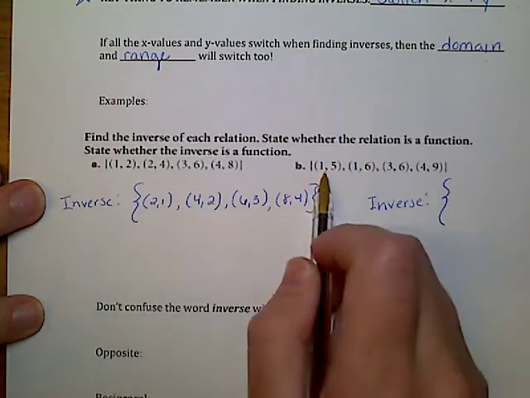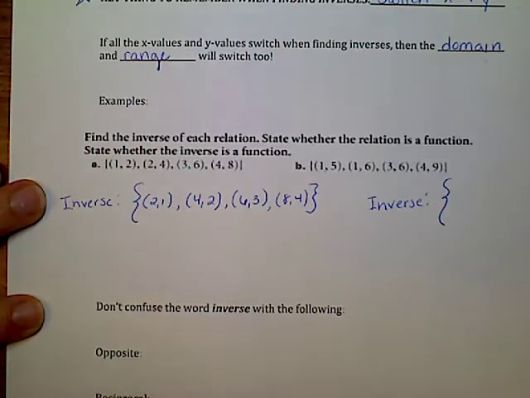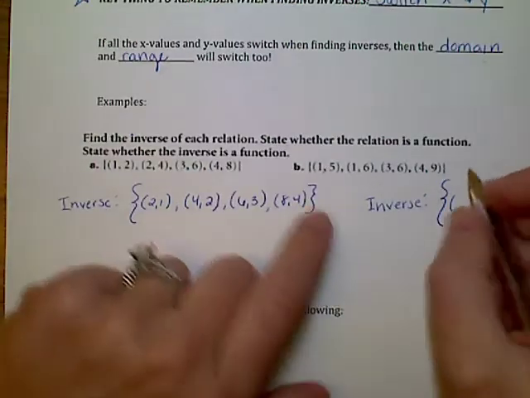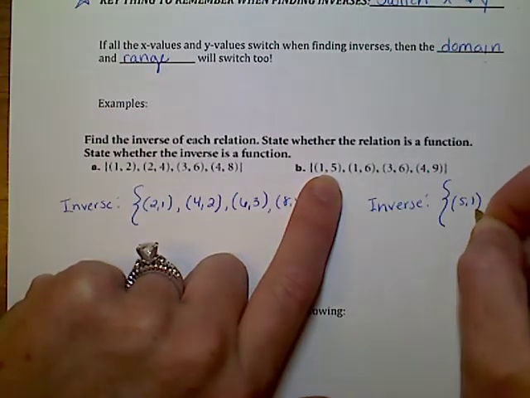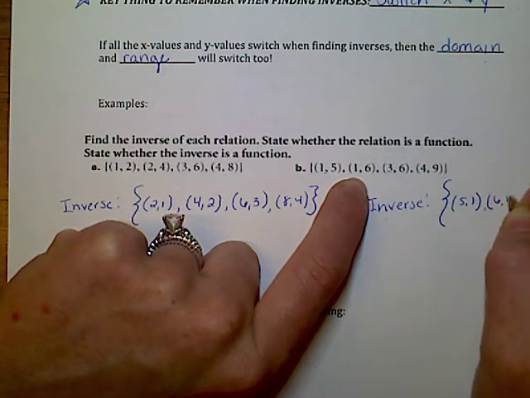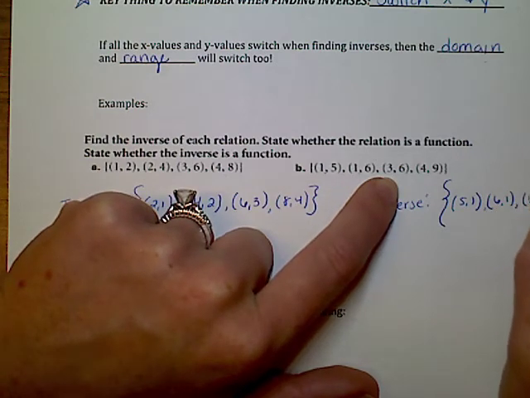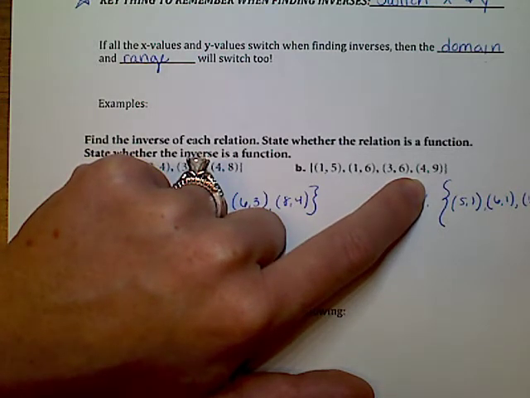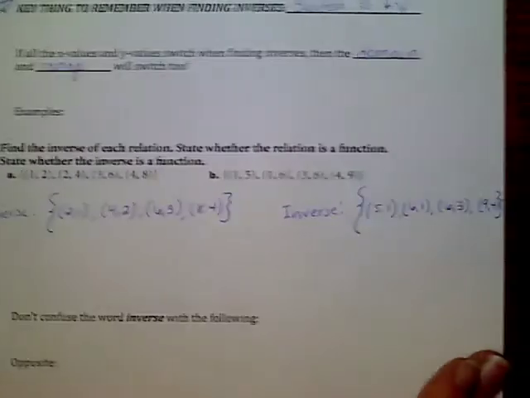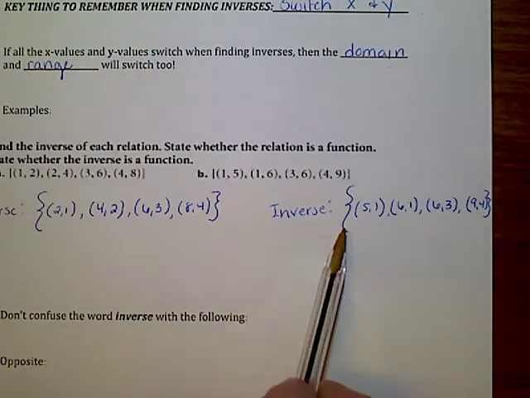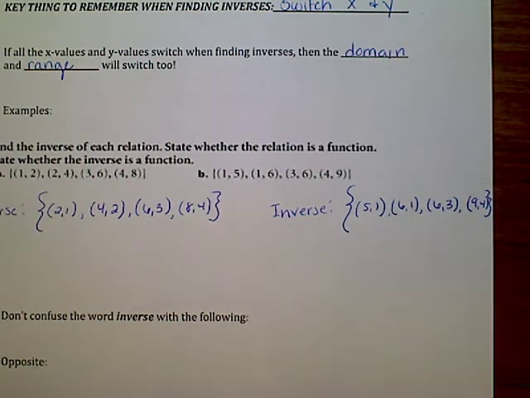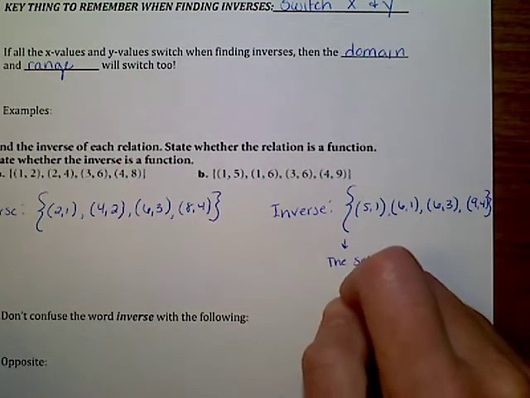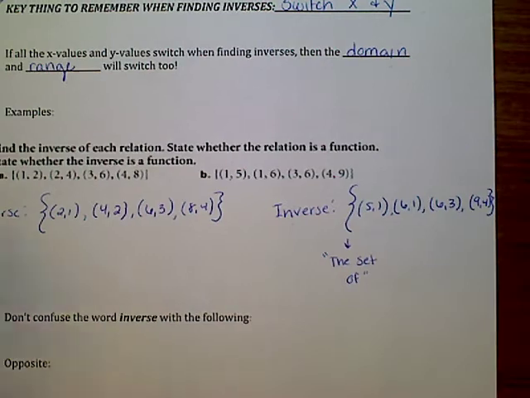Now, this is not a function. Right away I can see that one's paired with 5 and one's paired with 6. But that doesn't mean we can't talk about its inverse. Same thing, 1, 5 becomes 5, 1. 1, 6 becomes 6, 1. 3, 6 becomes 6, 3. And 4, 9 becomes 9, 4. Okay, oops, I didn't realize I was off the screen. There we go. By the way, guys, these squiggly brackets, they just mean the set of, so we're just saying that the inverse is the set of all of those points.